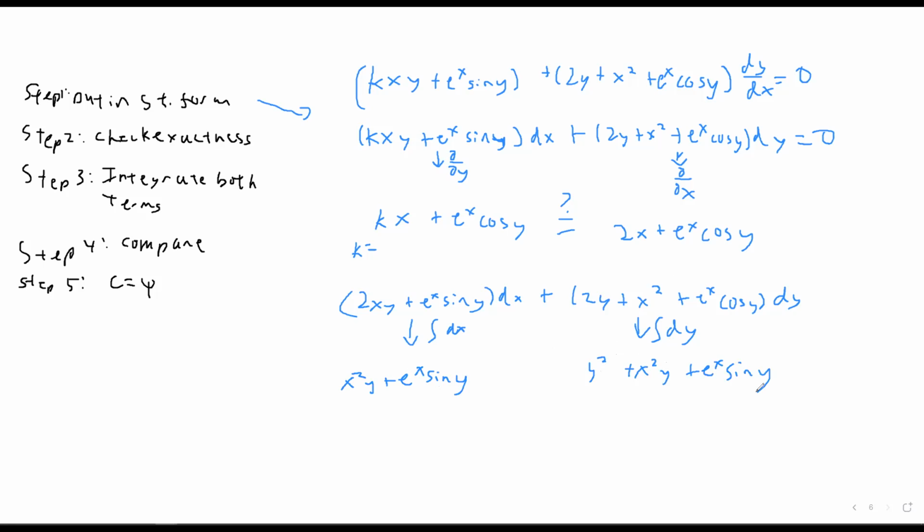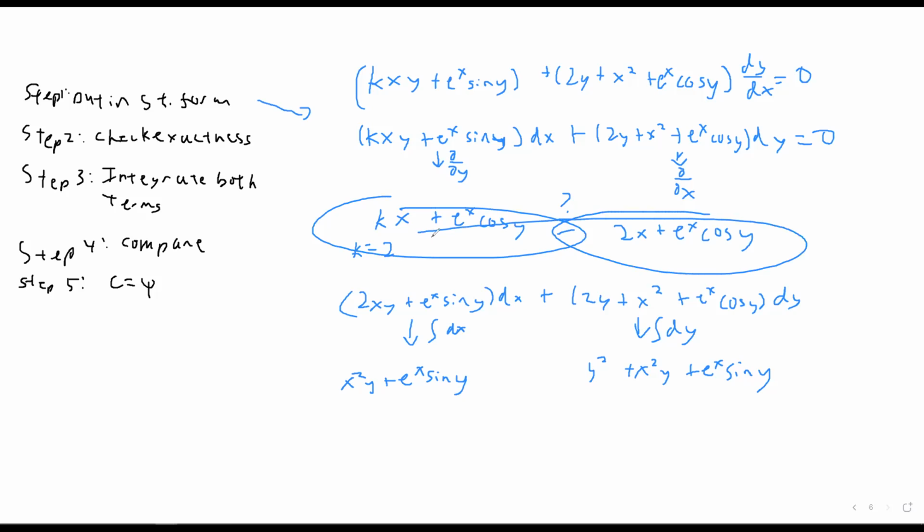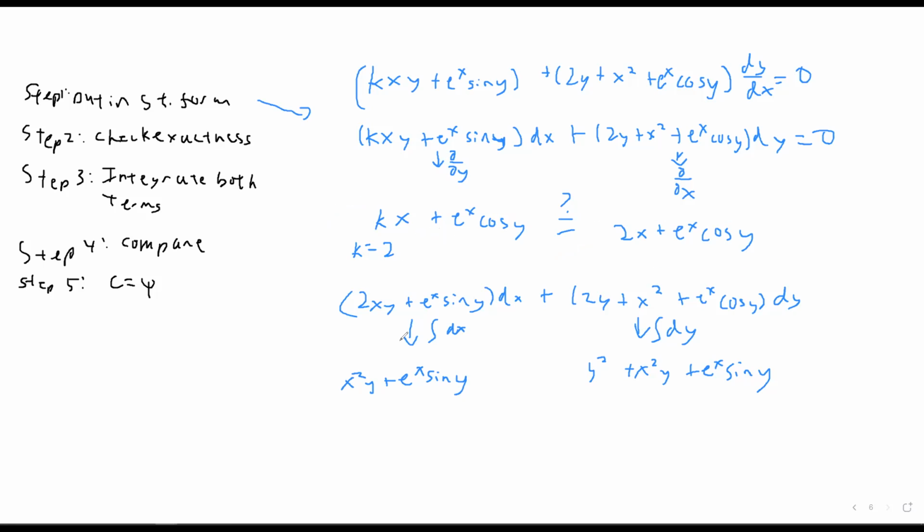Question? How come the k became 2? Because we needed the k that would make this equation exact. Oh, it is exact if k equals 2. Do you see? Exactness occurs if these two things equal each other. On the left side here, if you integrate 2xy, you get x squared y plus e to the x sine y. If you integrate the y term on the right side, you get y squared plus x squared y plus e to the x sine y. And so finally, the step is compare.